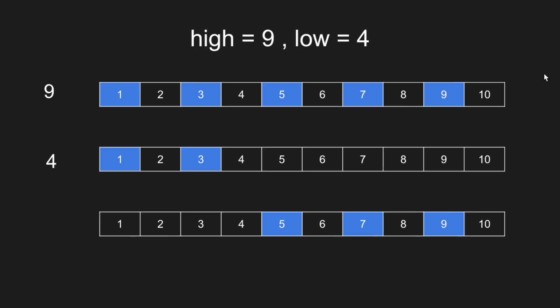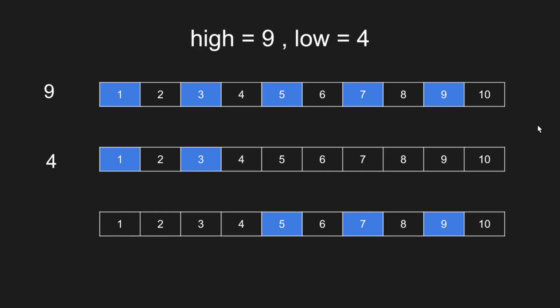So what we can do is we can kind of visualize it like a number line, and we can take all the odd numbers from 0 to the high number and subtract by all the odd numbers from 0 to the low number. And in this example, it will be 5, 7, and 9, and we will return 3 as our result.